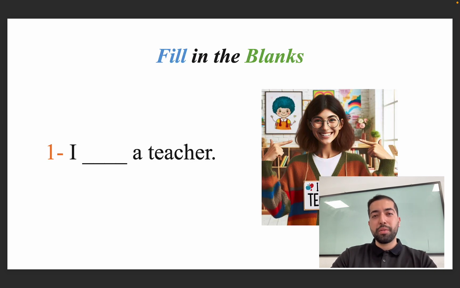Let's have a little bit of small tasks and exercises together. So first one, I blank a teacher. Which to be form do you think is proper for this sentence to complete it? I think you can guess it since we have a hint on the picture. I am a teacher. For I, we use am.